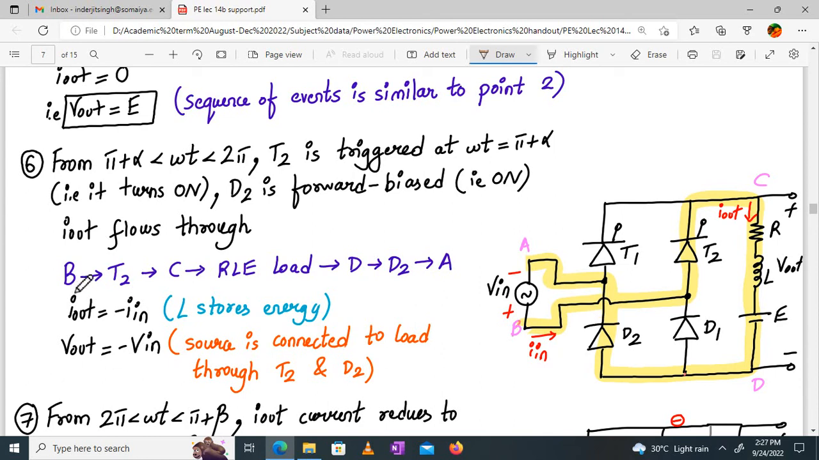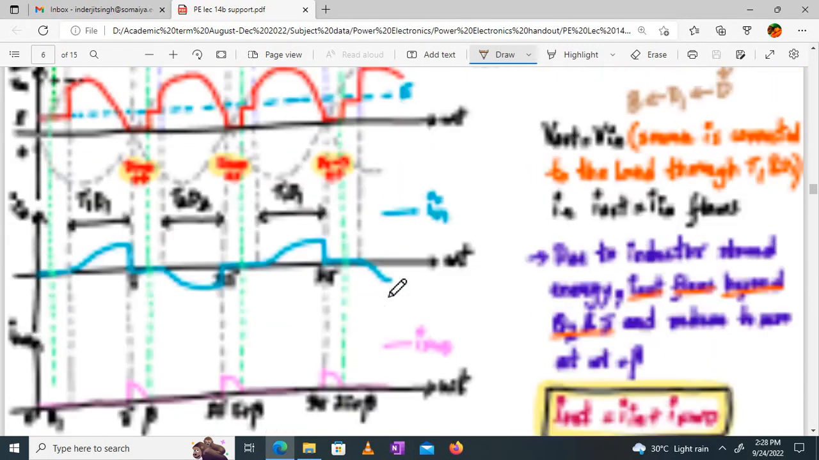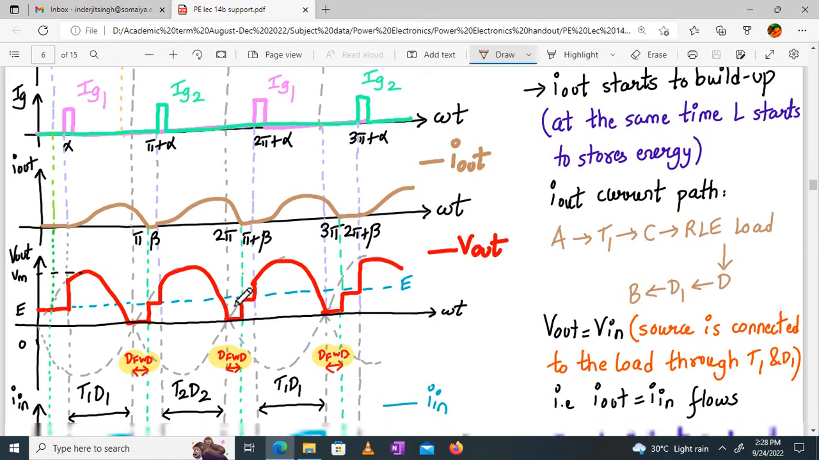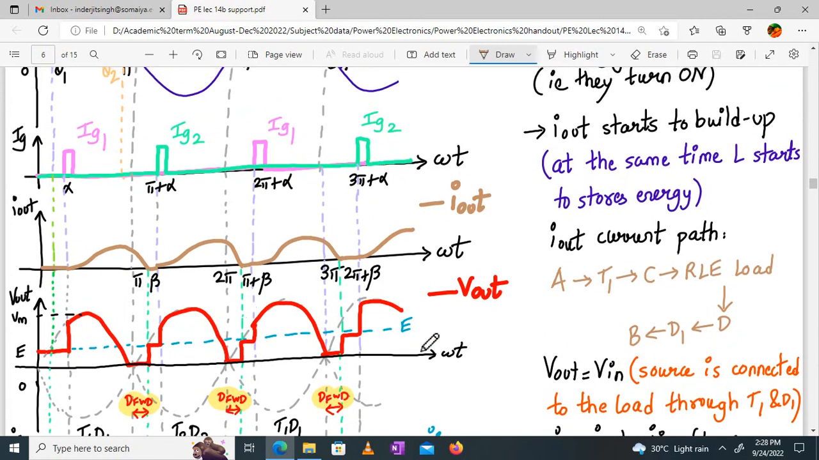So the current flows from B to T2, point C, RLE load D, D2 and back to A. So I out will be equal to minus I in, I have already explained that, and V out will be equal to minus of V in. That will be source connected to the load but with a reverse polarity through D2 and T2. Now again, during this period, the inductor will store the energy, and the current will become zero at pi plus beta, and this way the sequence will repeat, and you will get a periodic waveform, but it's not at all sinusoidal. As you can see, it will contain harmonics in the picture.